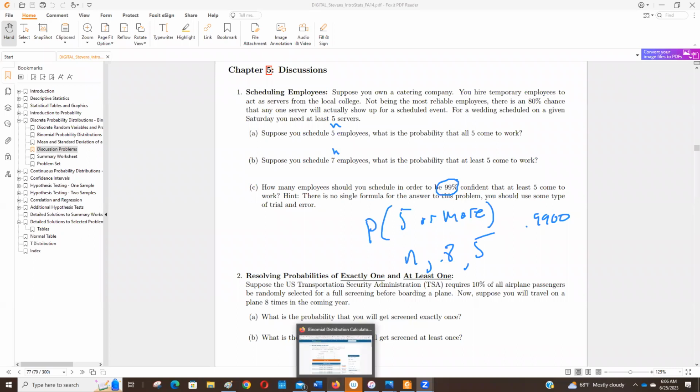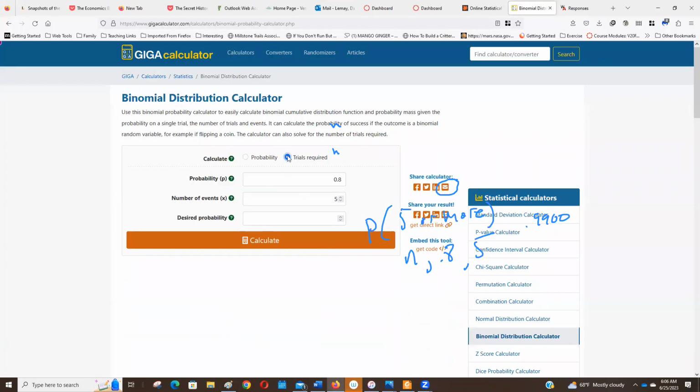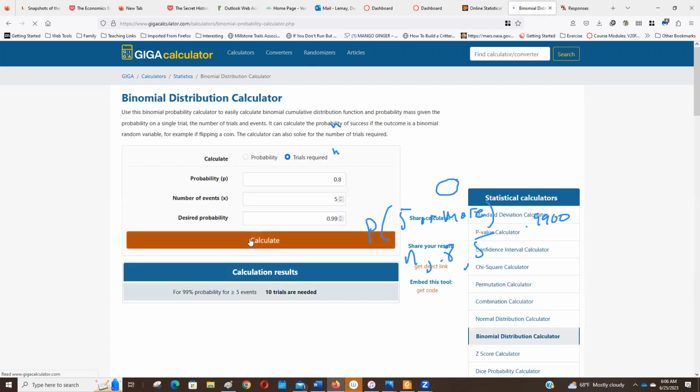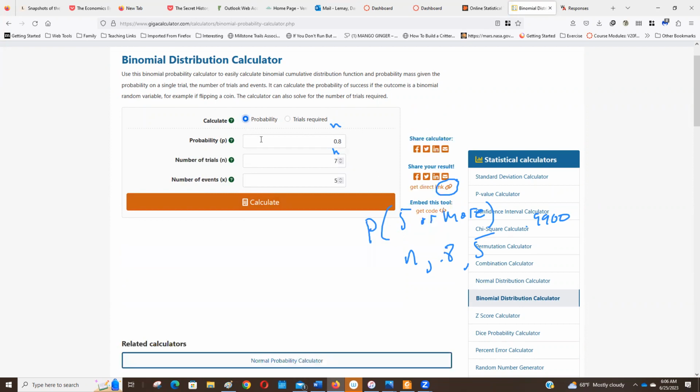So what we do is we're going to come back to this calculator. We're going to go trials required because that's what we're looking for. And we want desired probability. We want 0.99. I honestly haven't used this calculator for this, but it should work for us. Okay, 10 trials are needed. See that? Isn't that so cool? Before this, we had to do guessing and checking.